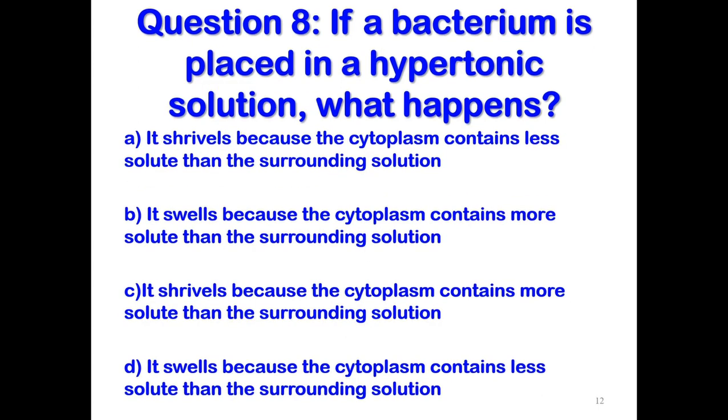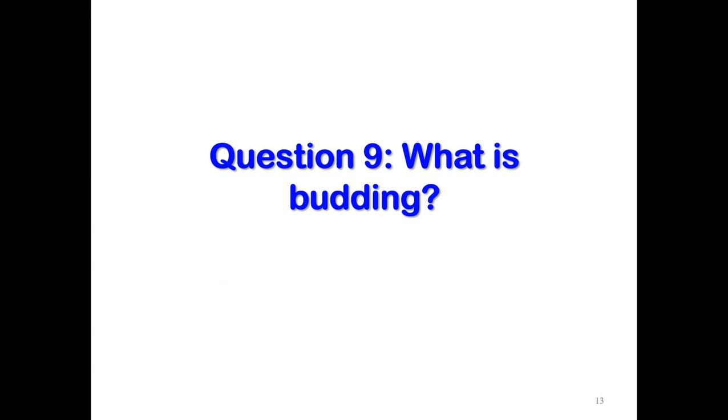And then question 8, if a bacterium is placed in a hypertonic solution, what happens? This is the hypertonic solution. So does it A, shrivel because the cytoplasm contains less solid than the solution? Does it B, swell because the cytoplasm contains more solid than the solution? Does it C, shrivel because the cytoplasm contains more solid than the solution? Or is it D, swell because the cytoplasm contains less solid than the solution? And question 9, what is budding?